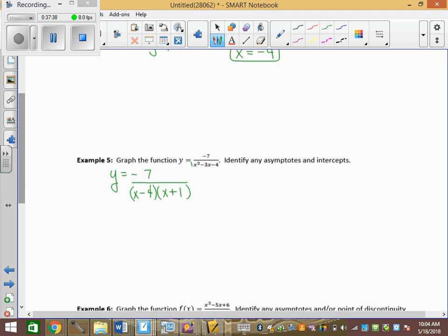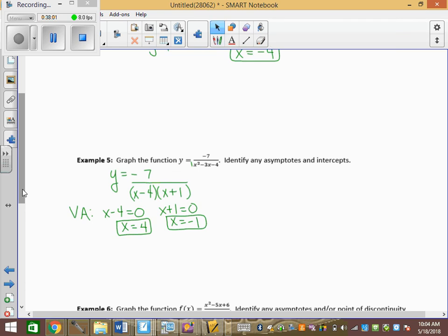So you're going to get a vertical asymptote at x minus 4 equals 0 and x plus 1 equals 0. So x equals 4 and x equals -1. Because remember, the asymptotes are where the dashed lines are, so it's actually where the graph doesn't exist. We agree? Which is where non-permissible values are.